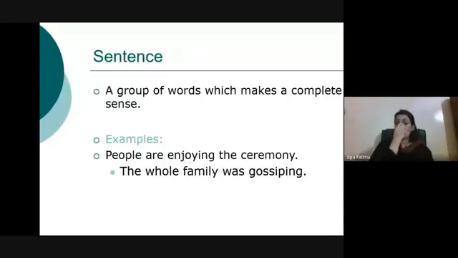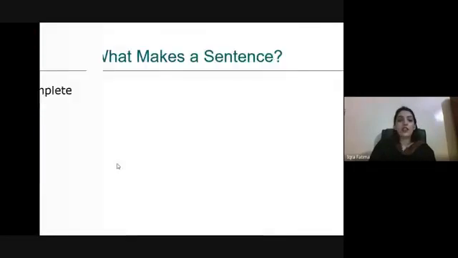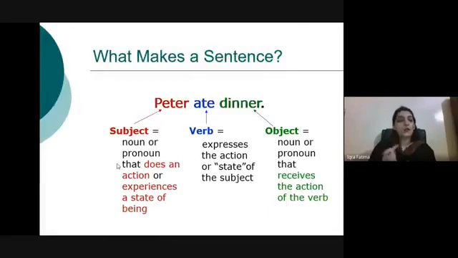So let's start with the definition of the sentence. I told you in the previous lecture, when we were comparing phrases, clauses, and sentences, that a sentence is a group of words which carries a complete meaning, a complete sense. An example of a sentence is: people are enjoying the ceremony. Subject, verb, and object. So the basic structure of a sentence is subject, verb, and object, or complement, or adverbial.